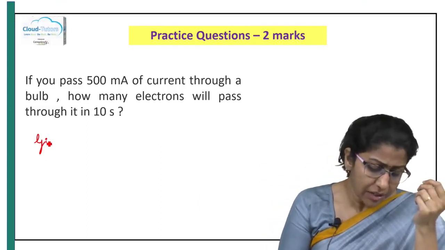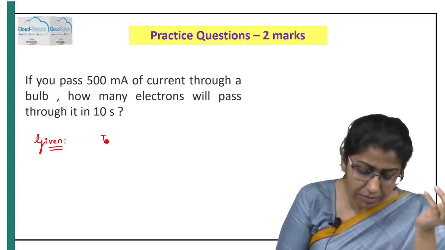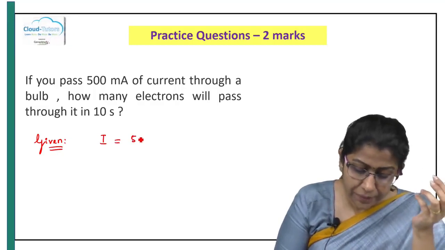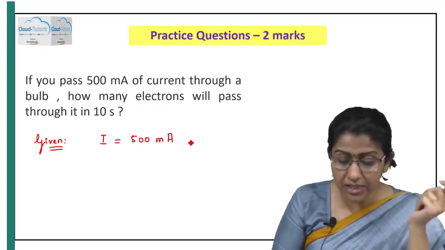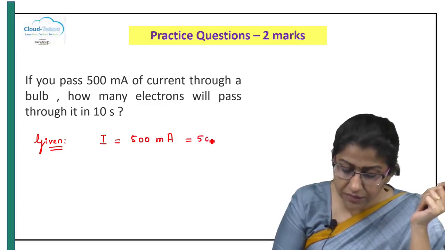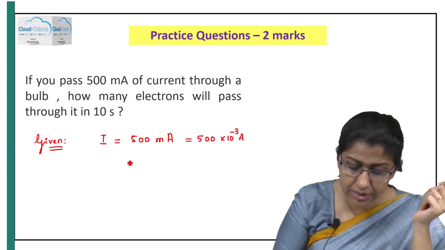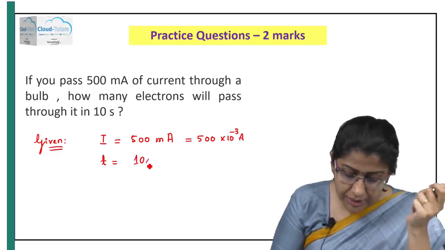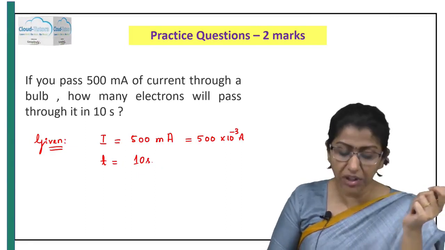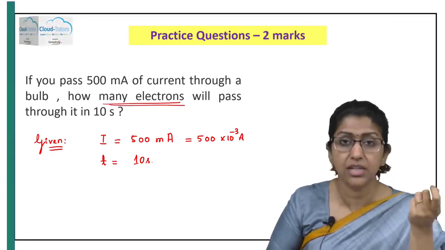It's very important that you write the given data first. What have we been given? We have been given I, that is the current, 500 milliampere. It is not an SI unit, so we need to convert this 500 into 10 raised to minus 3 amperes. And we have been given the time, 10 seconds, correct? What are we supposed to calculate? We need to calculate the number of electrons, right?